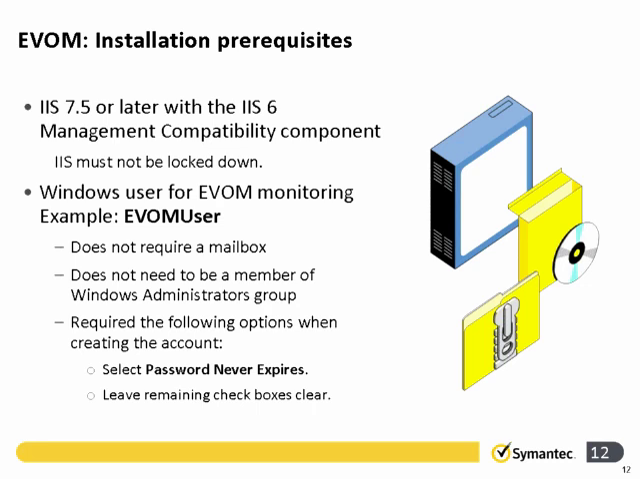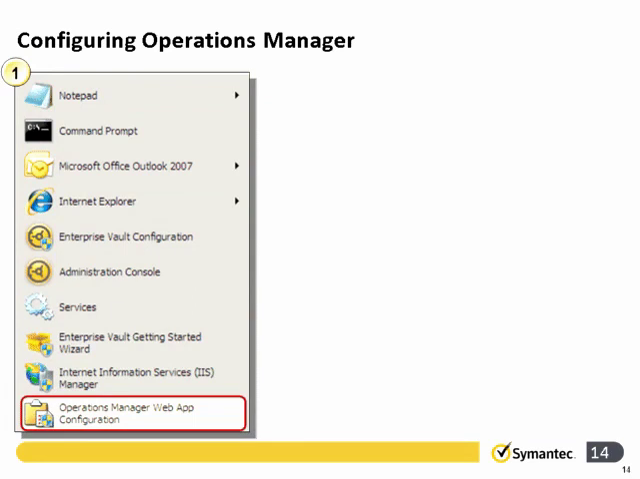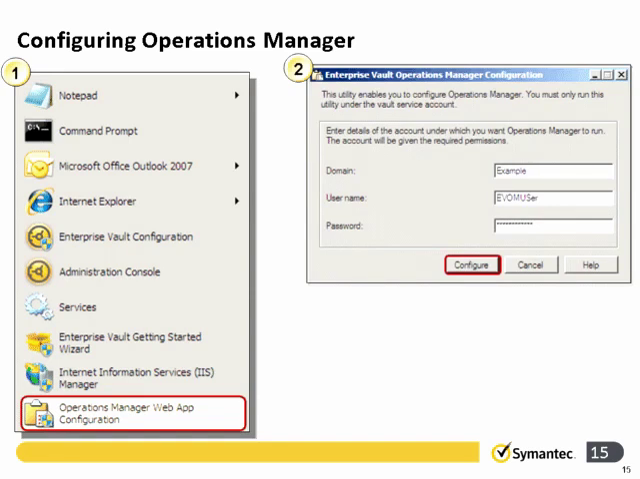the remaining options unchecked. The actual installation process: when you go through and install the Enterprise Vault Operations Manager, you'll be prompted as part of running the setup.exe program to place a check mark for Operations Manager. When you do that, as you continue through the wizard, there'll be a pop-up telling you that it will have to restart certain services as part of the installation process. Now, once you've done the installation, that's not done. We still have to do a configuration. So therefore, under your Enterprise Vault options, you will have an Operations Manager web app configuration option to select. Once you've selected that option, it will prompt you for the domain that you're working with.